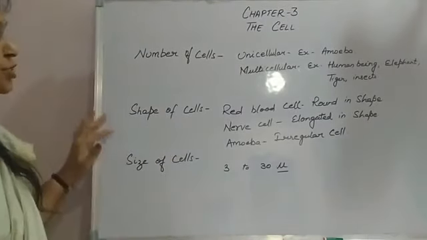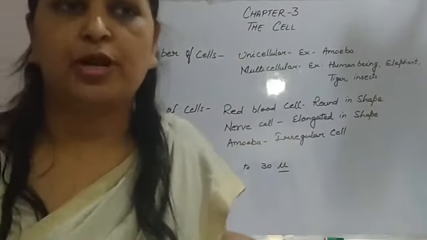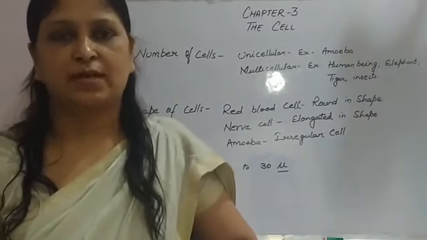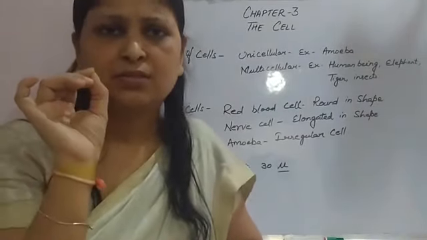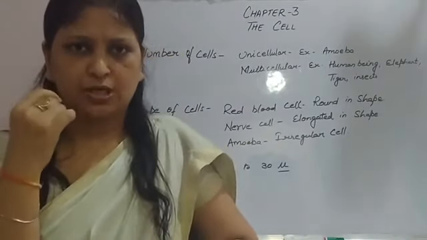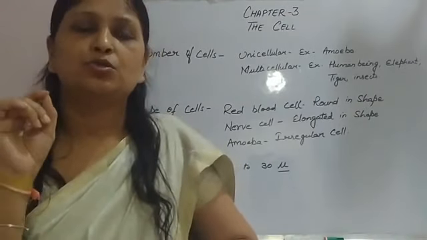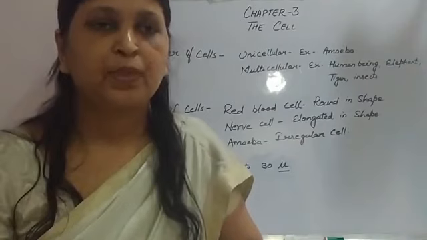Although the number, shape and size of cells are different, the basic structure and components are the same. Each part of our body is made up of cells. If you take a small part of your cheek and see it under the microscope, you will find that so many cells are there in a small piece.